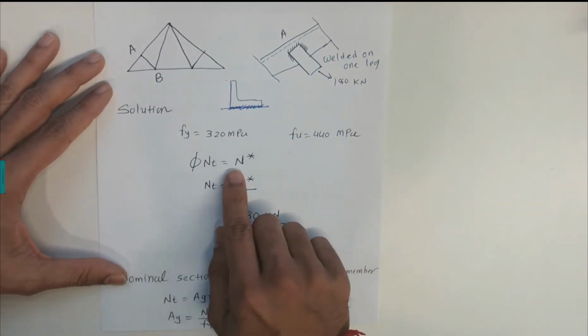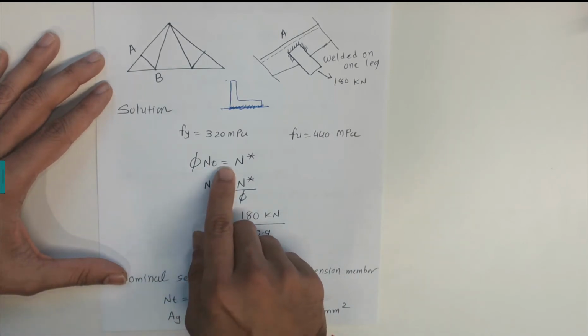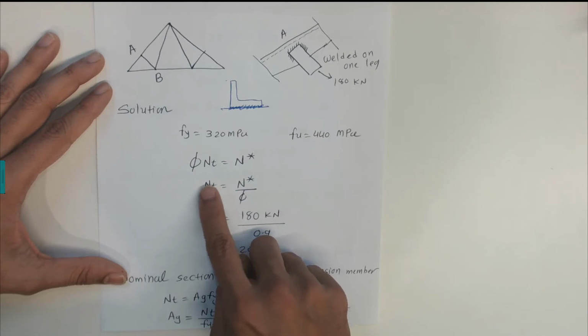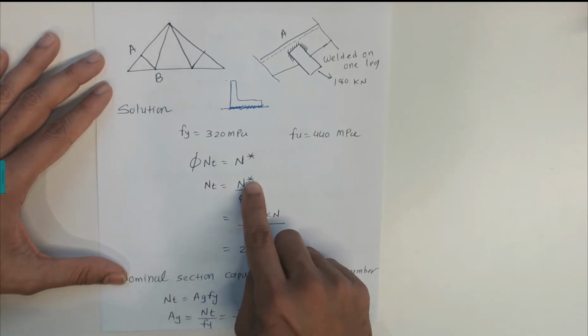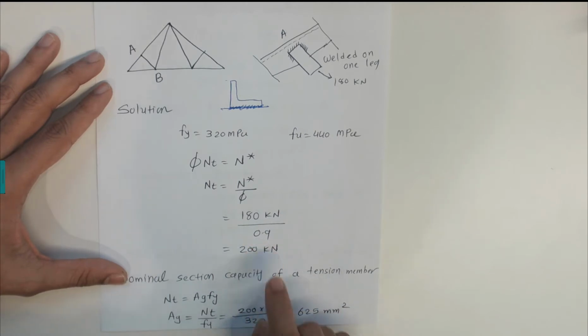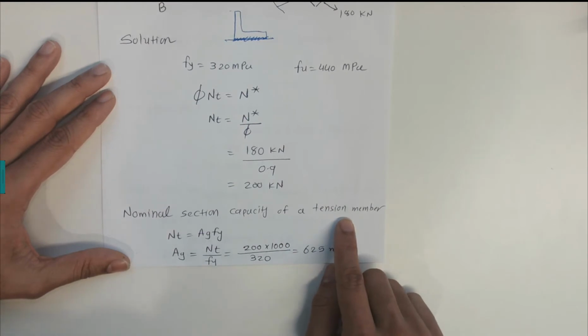First of all, we need to find these sections. So φNt equal to this design load of 180. So Nt, the tensile capacity, is equal to N* over φ. So 180 over 0.9 gives us 200 kilonewtons. So we have a nominal section capacity of the tensile member.